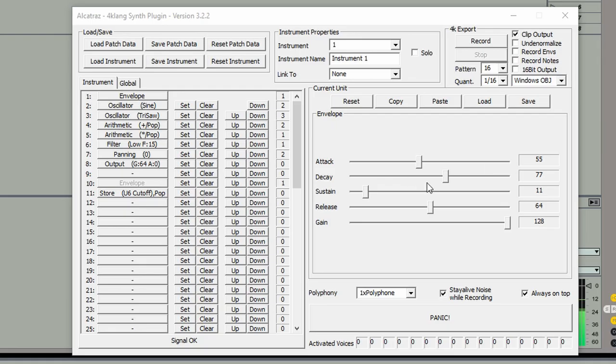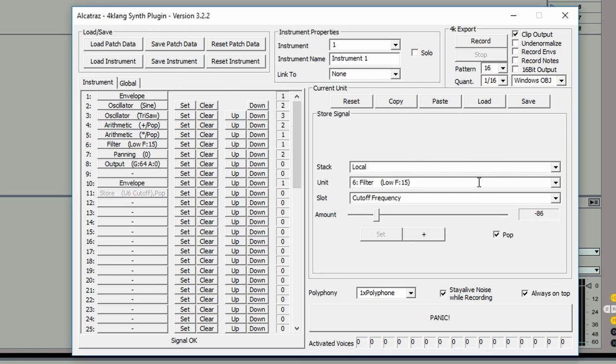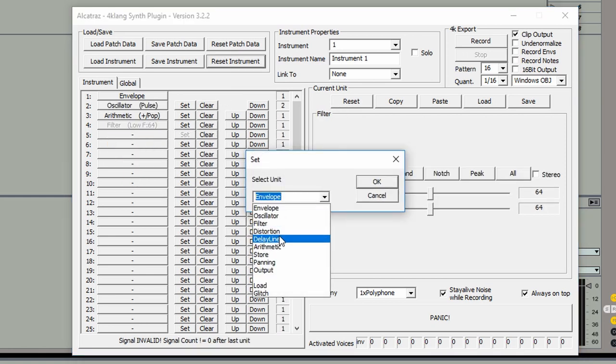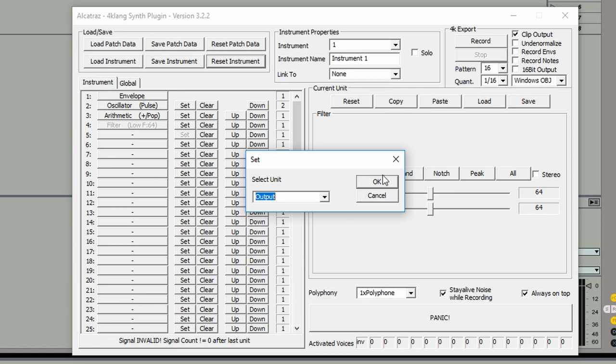Oh! So, wait, what did I do? Okay, so now it works. Let's try and clear this again and see if we can do this, like, from the top. What if we put the output here, then? Would it make sound then?